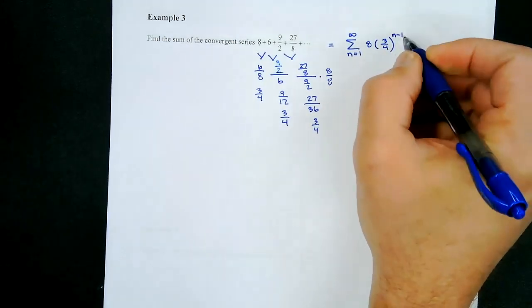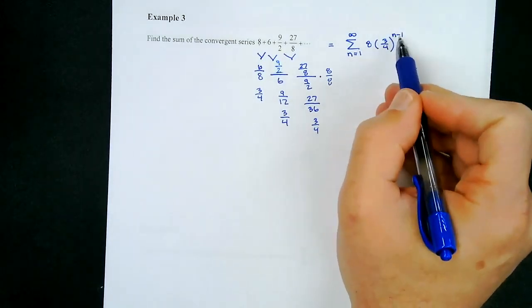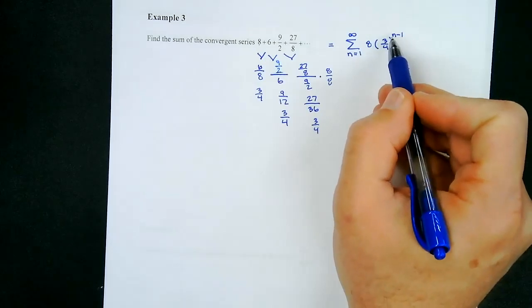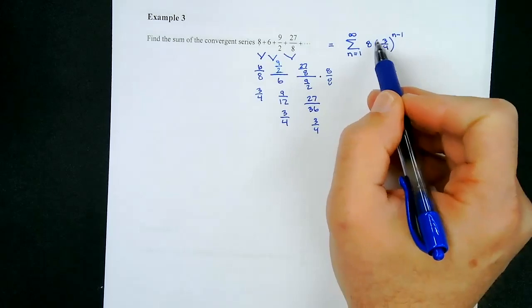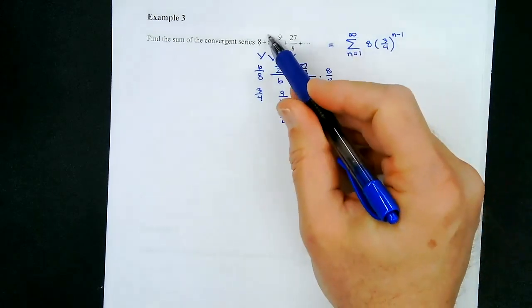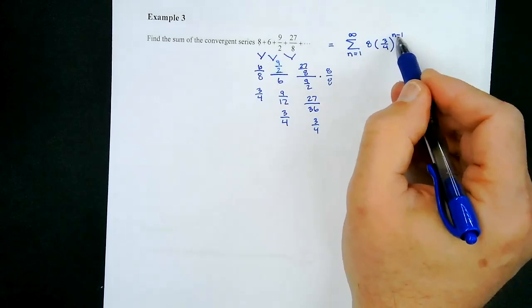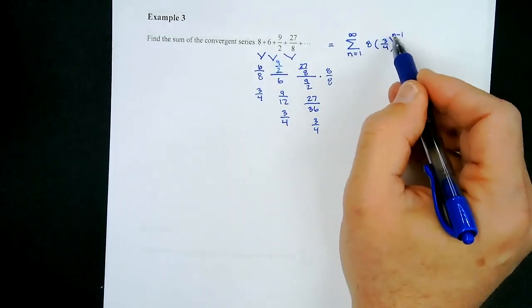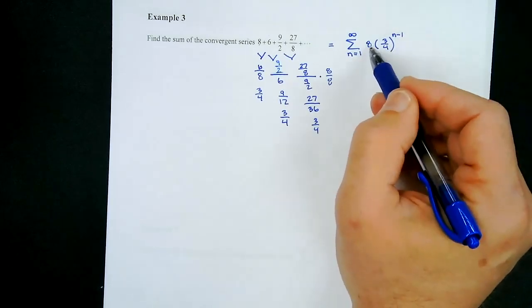Now, why does it have to be n minus 1 and not just n? It's because I want my first term to be 8. If this was just n, then my first term would have to be multiplied by 3/4, so my first term would be 6, not 8. If you have n minus 1 and you start at n equals 1, that's a power of 0. And because 3/4 raised to the 0 power is 1, it'd be 8 times 1.